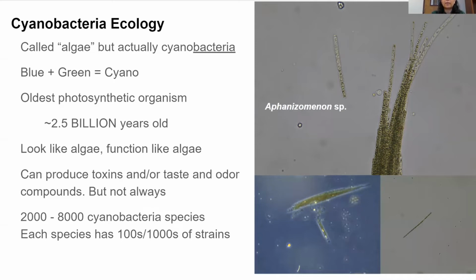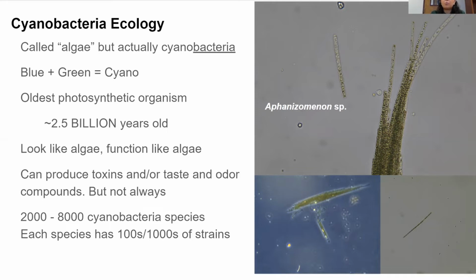Why do they call it cyanobacteria? The cyano is the color that is composed of two colors, blue and green, and when they combine, they call it cyano. So they call them algae and they work as algae, but they are basically cyanobacteria. And they are the oldest organism on the planet. They have about 2.5 billion years of history on the earth.